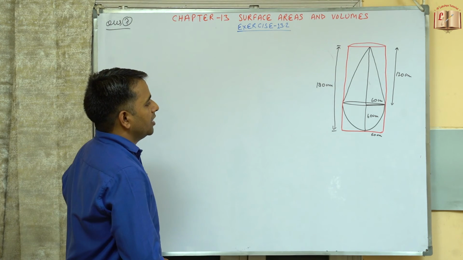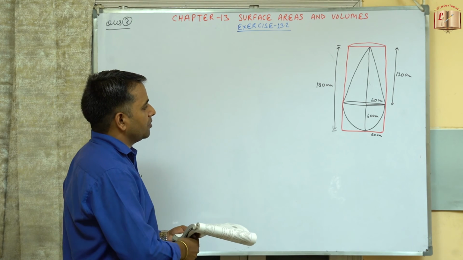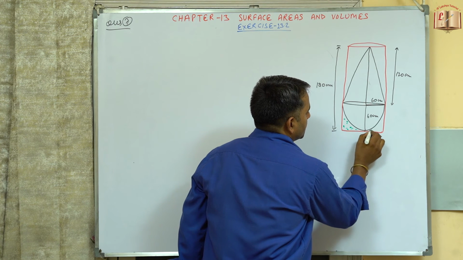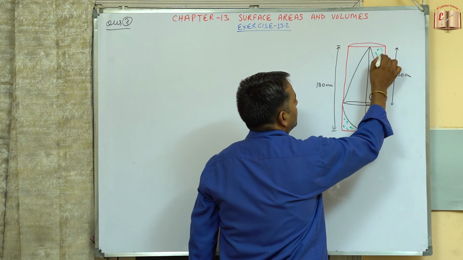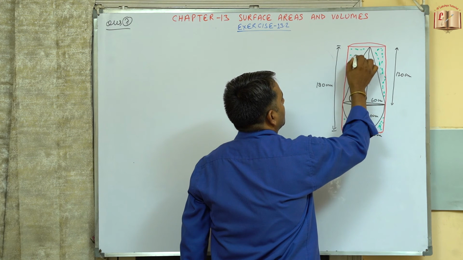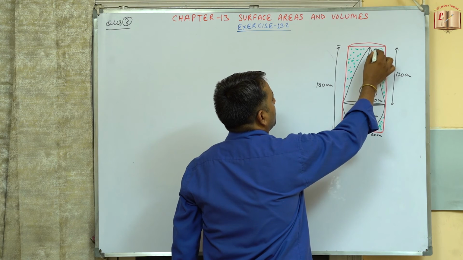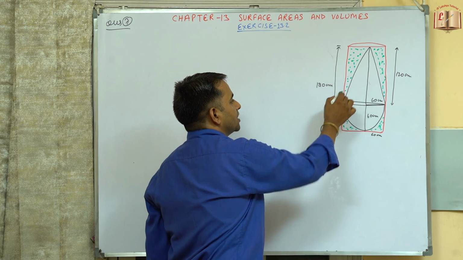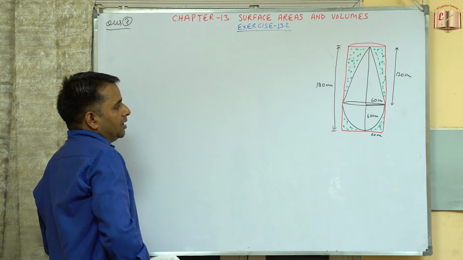Now we need to find out the volume of the remaining portion. So volume of the remaining portion will be this one only. This green portion indicates the volume of this remaining portion only, because rest of the volume is already occupied by this hemisphere and the cone. So this portion is only the remaining volume. Now we need to find out the remaining volume.